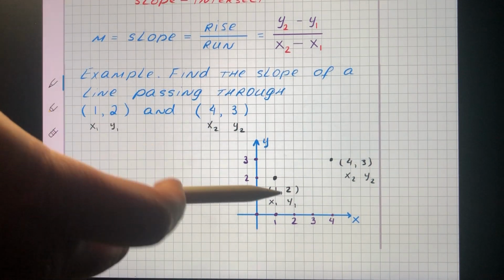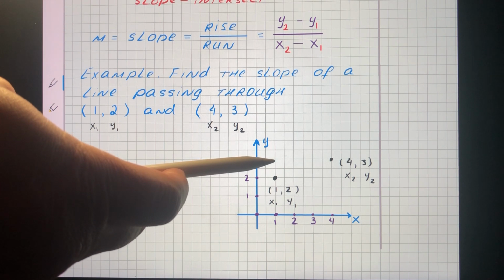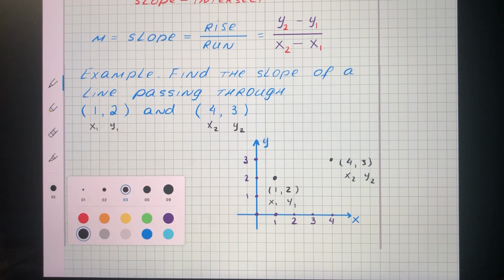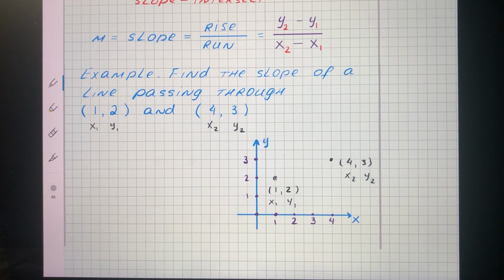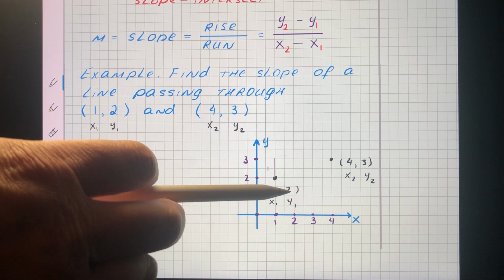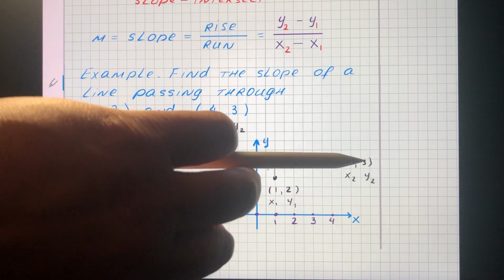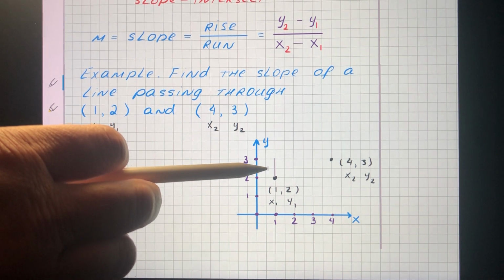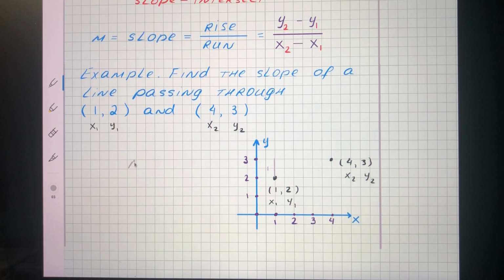Rise tells us how many units we need to go up to get from the first point to the second. And we can see that the rise number is 1. We see that because we are going from y of 2 to the y of 3. To go from 2 to 3, that's a height of 1. Now, that means that in our slope formula, the rise number is 1.